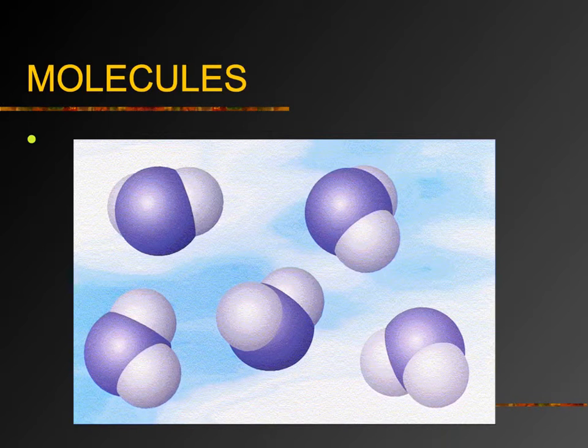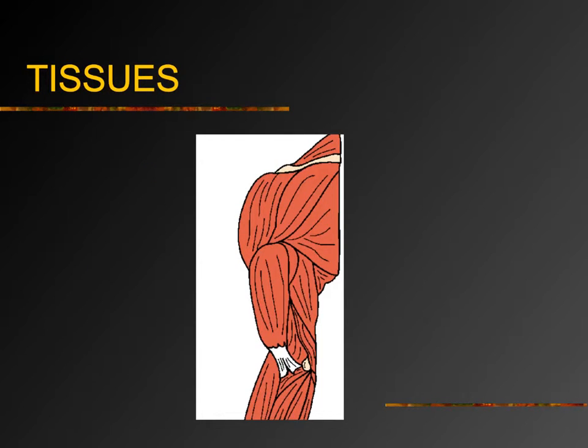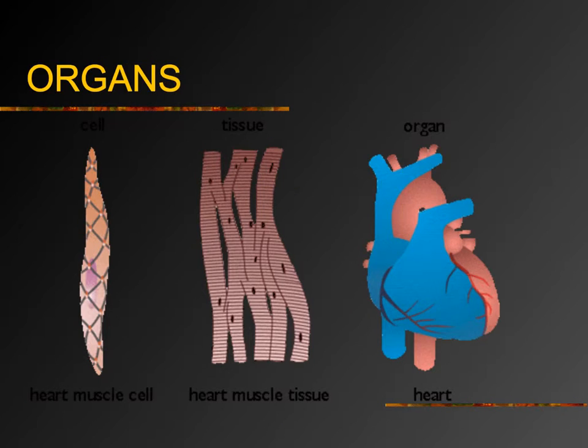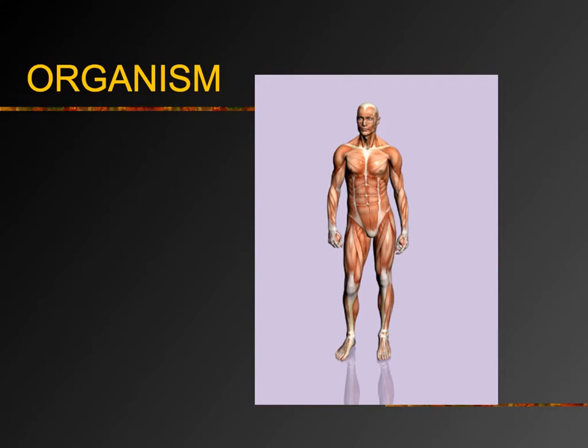A molecule, once again, is 2 or more atoms that are joined together. Water is a perfect example of a molecule. It's made of hydrogen and oxygen atoms. A group of molecules makes up cells. A group of cells makes up tissues. A group of tissues makes up organs. A group of organs makes up the organ systems. A group of organ systems, the organism.